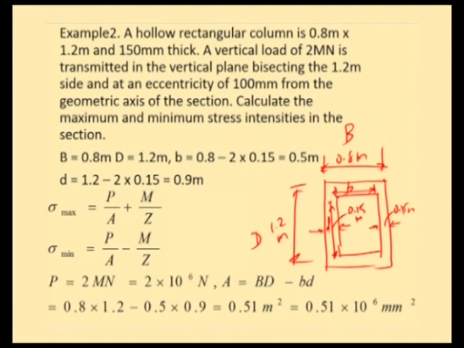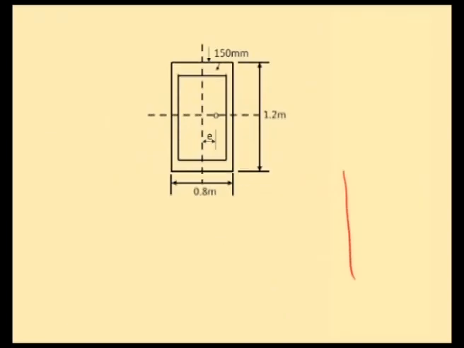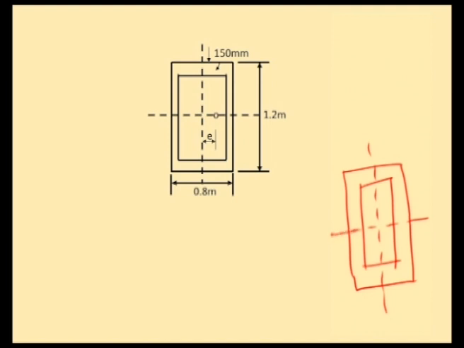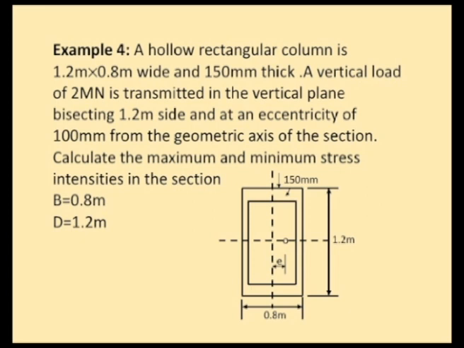Regarding the eccentricity, we need to carefully watch it. A vertical load of 2 mega Newton is transmitted in the vertical plane bisecting the 1.2 meter side. The eccentricity is 100 mm and it lies in the plane which bisects the 1.2 meter side. That needs to be marked carefully like this. So, you have the hollow rectangular column, and we will have two axes like this, x axis and y axis. This axis bisects the 1.2 meter side and the y axis bisects the 0.8 meter side, but in the given problem the eccentricity lies in the vertical plane bisecting the 1.2 meter side. So, the load will be applied somewhere here and this is the eccentricity.